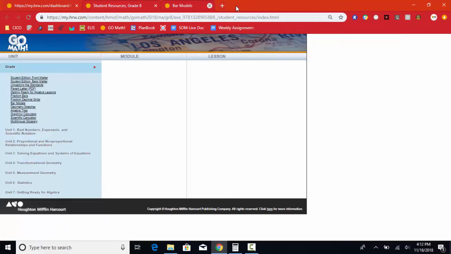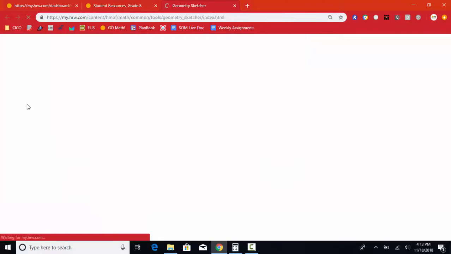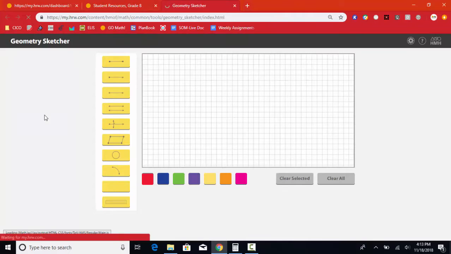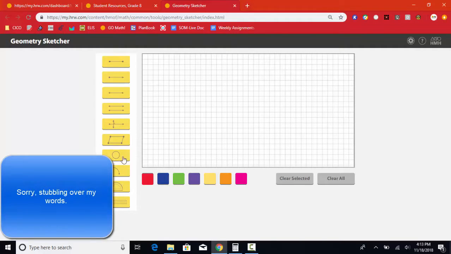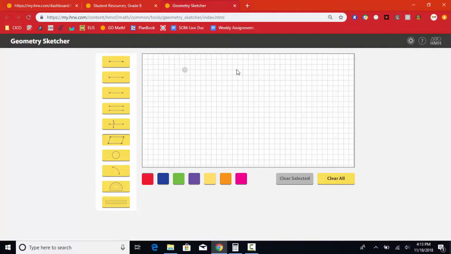Now if we back out of this, we come down to Geometry Sketcher. Well, it is just a way of making different geometric figures that we can manipulate. So say we have this parallelogram, but if we use the grids, I should be able to, there, our parallelogram.